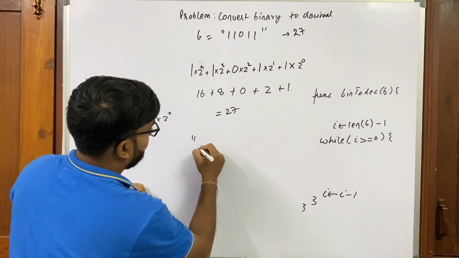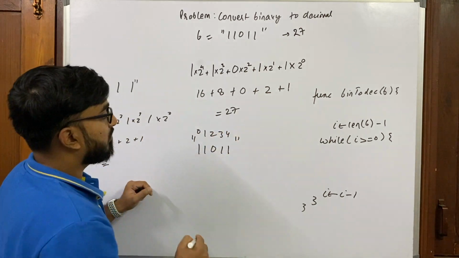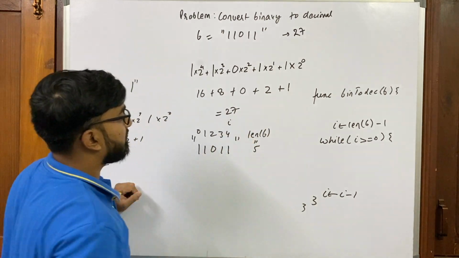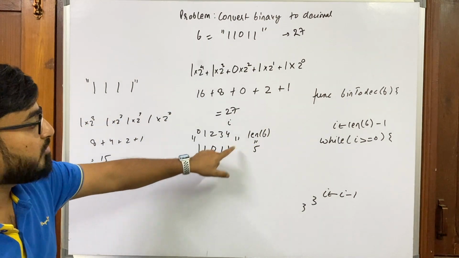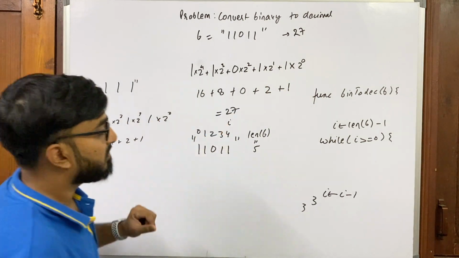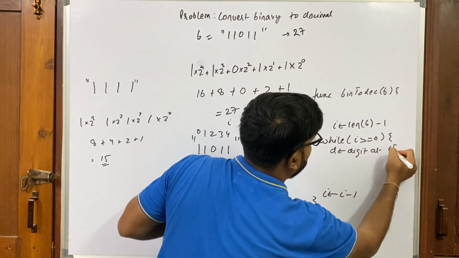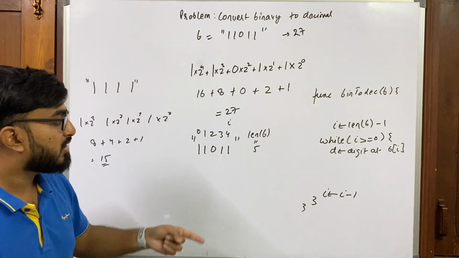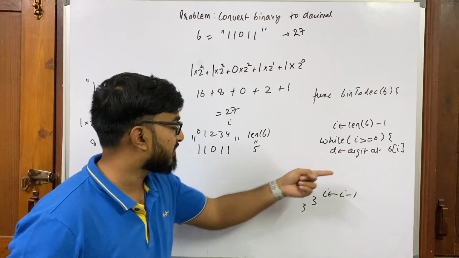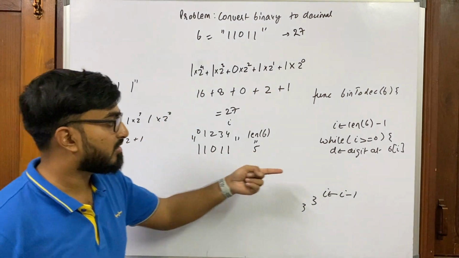In this case I have 1 1 0 1 1, with indices 0 1 2 3 and 4. Length of b in this case is 5. i starts here. So for this bit I have to multiply it by 2 to the power 0, which is the bit I get for the first value of i. So I say d is the digit at the ith index in the binary string. The ith index in this string is basically a character and you have to get the corresponding digit. If this character is 1, you get the digit 1. If this character is 0, you get the corresponding 0.